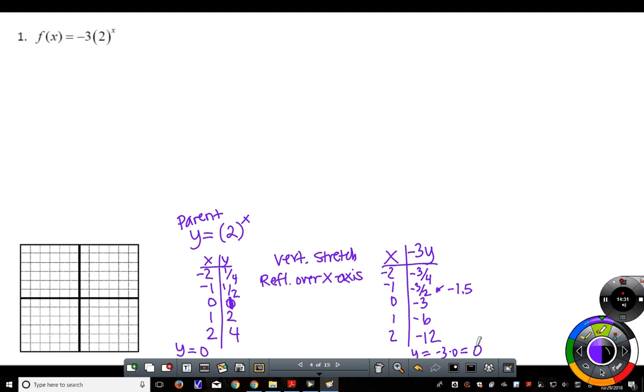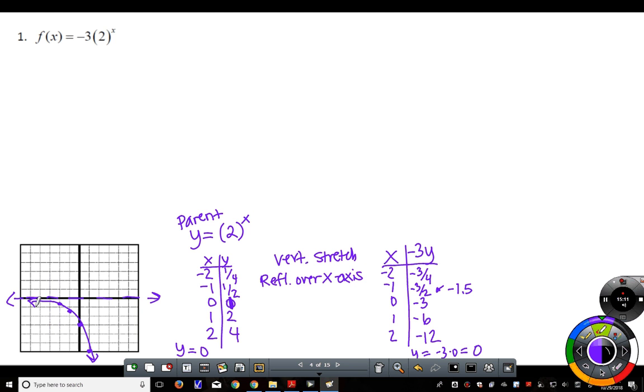So our y equals 0 is still our asymptote. So that's this horizontal line here. And then we're just going to plot those points. So -2, -3/4, -1, -1.5, 0, -3, 1, -6. And then 2, negative 12 is off my graph, but I can see the curve here and I can draw it in. Okay. And it makes sense that it's on the other side of the asymptote than we're used to because of that reflection that happened. Okay. Is this all right with everybody?